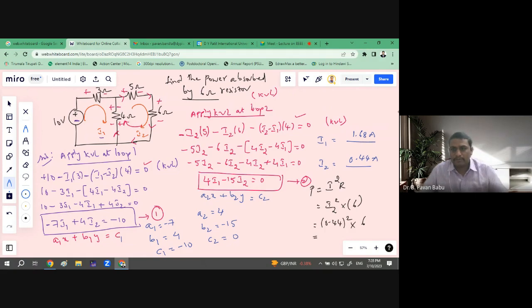And what is the value? Let me check. 0.44 whole square into 6. So that is 1.16 watts. So this is the power absorbed by the 6 ohm resistor. So this is the way of conducting the problem. Okay. So I hope you are clear with this.